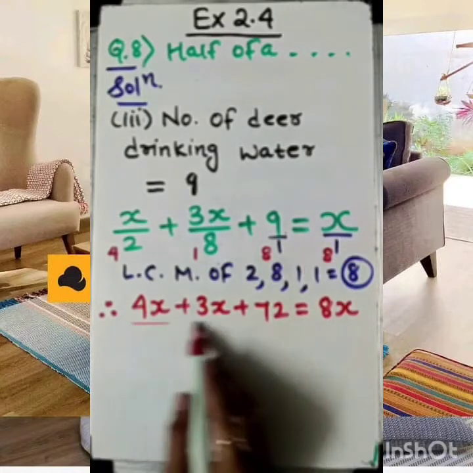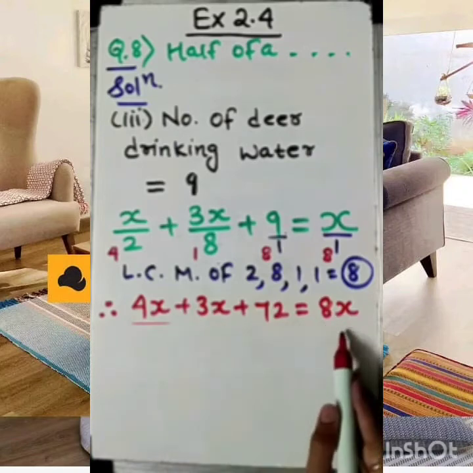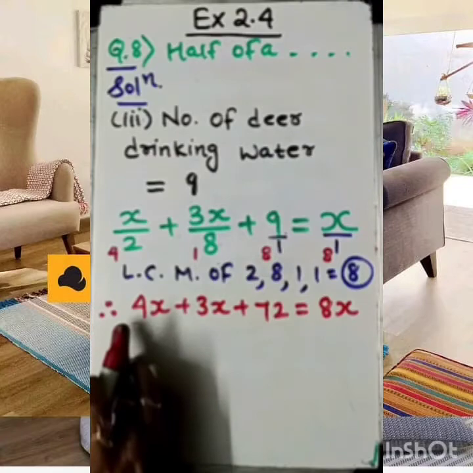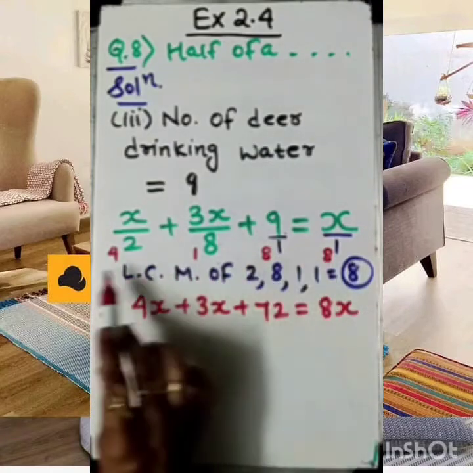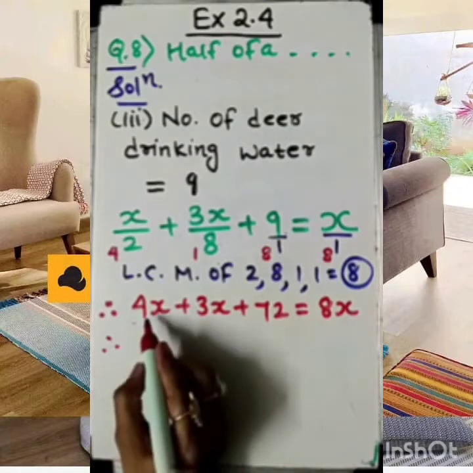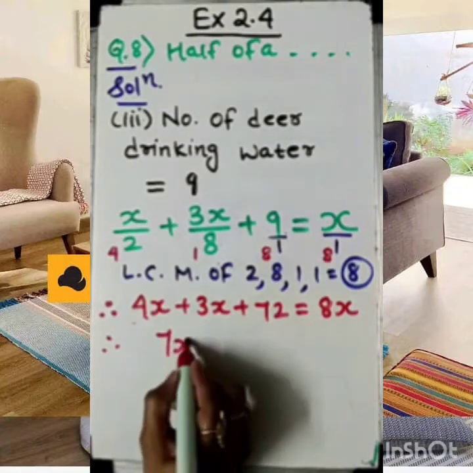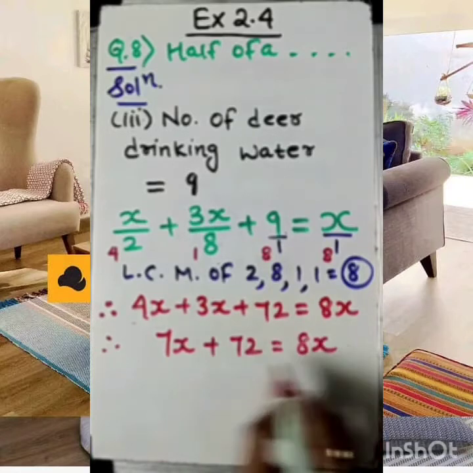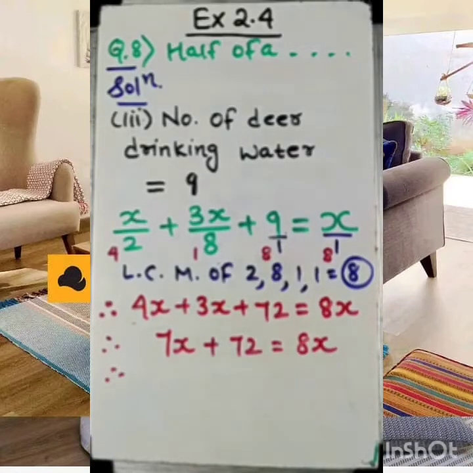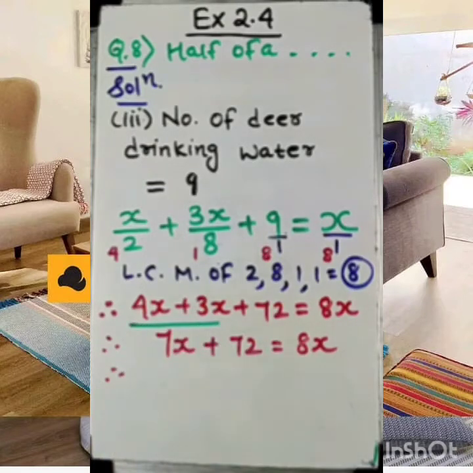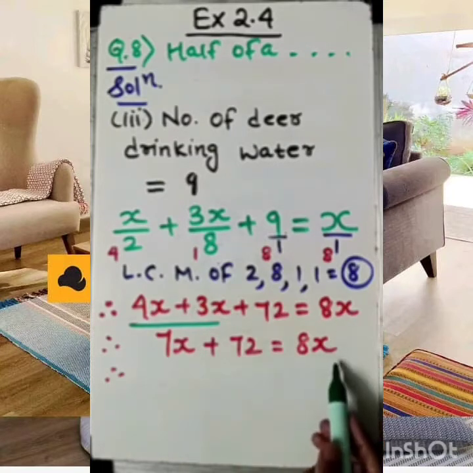If you write here LCM, then this side also 8, this side also 8, that will be cancelled. So directly this is the technique of taking the LCM all together. Now, as you know, 4x plus 3x are like terms, it will be 7x. Equal to 72 equal to 8x. What I have done? I added this 4x plus 3x is 7x. 7x plus 72 equal to 8x.